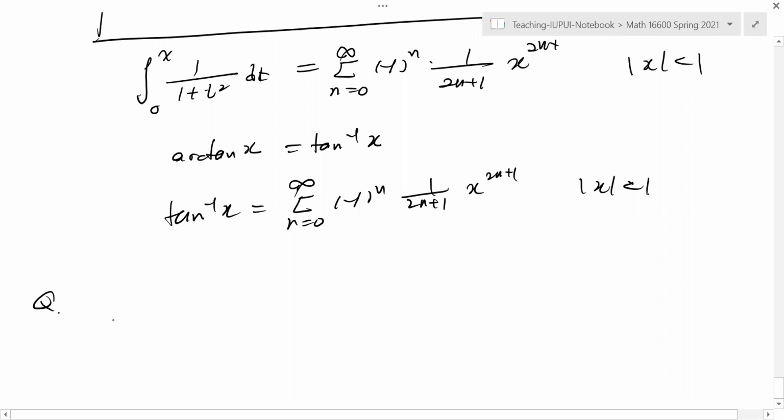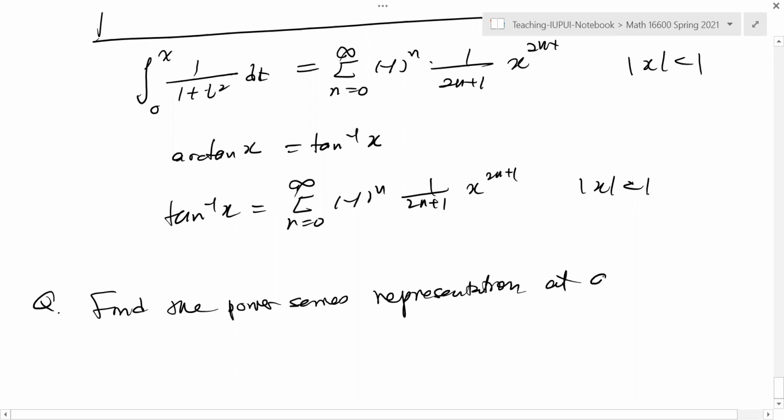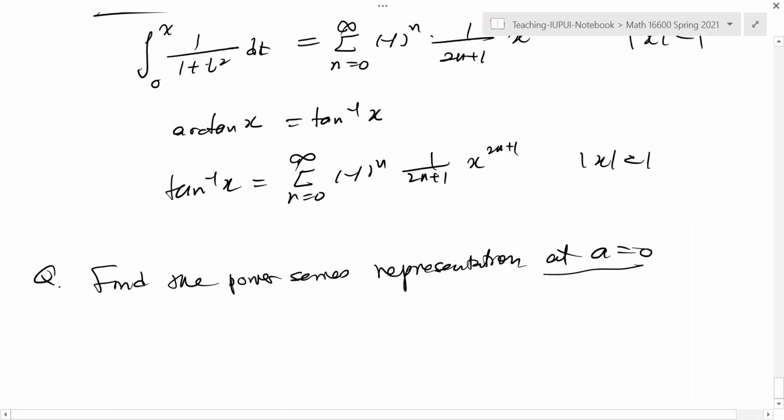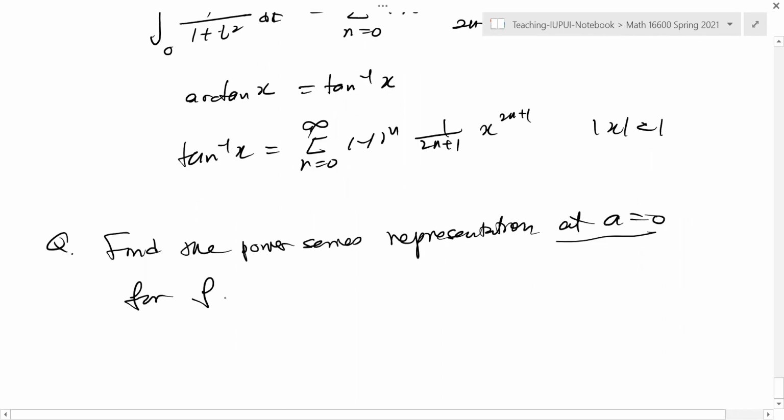Here's the next question. Find the power series representation at, I have to say that, usually this part is not mentioned. If not mentioned, it means at a equals 0. For the function f of x equals x over 2 x squared.